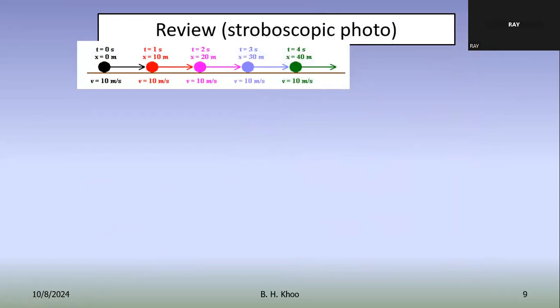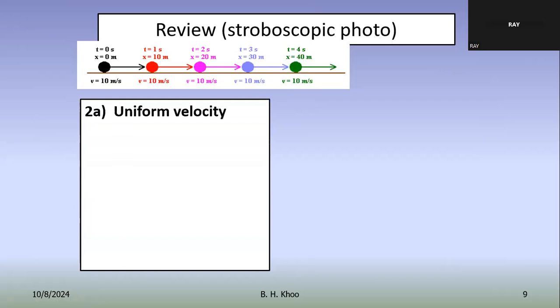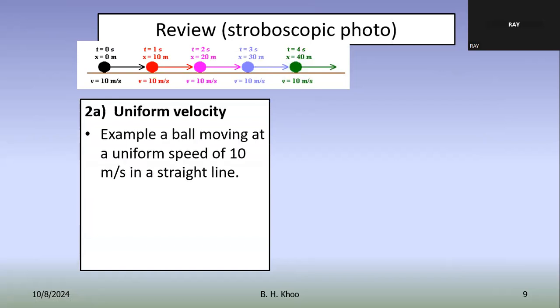Right, let's review this stroboscopic photograph. This one tells you uniform velocity, 10 meters per second. That means every 1 second increases by 10 meters. From 0 time to 1 second, 10 meters. Another 1 second, add another 10 meters is 20 meters. Another 1 second, add another 10 meters is 30 meters, and so on. So uniform velocity.